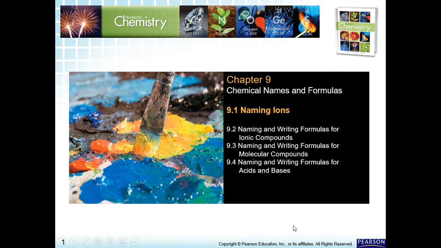Hey everyone, we're going to start a new chapter, which is all about how to name chemicals and write their formulas. We're going to break it down into the different types of compounds that we've learned. First, we're going to talk about and review naming ions. A lot of today's section is going to be review, but we have to understand how to name ions in order to move on to section 2, which is naming ionic compounds. From there, we're going to move on to naming and writing for molecular compounds, and then we're going to end on naming and writing formulas for acids and bases.